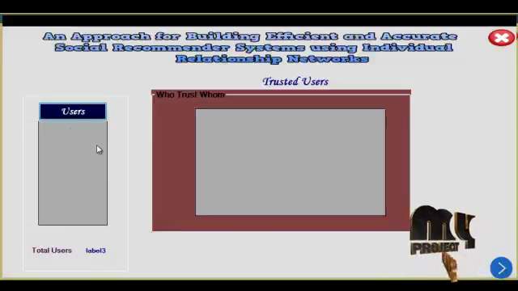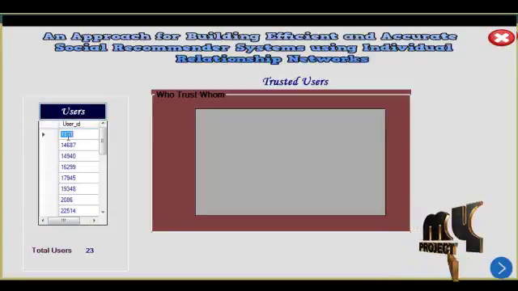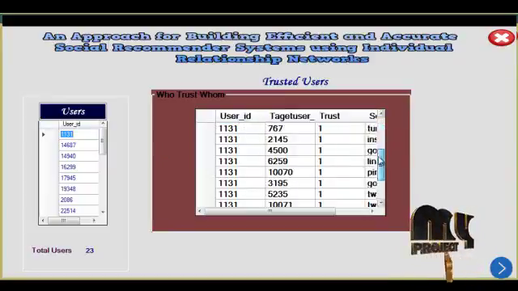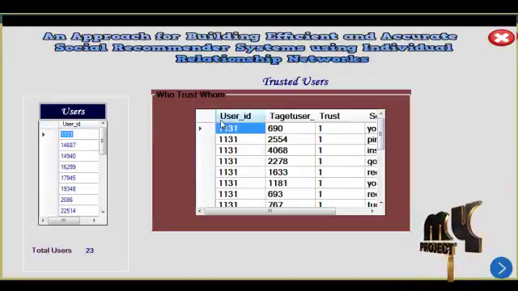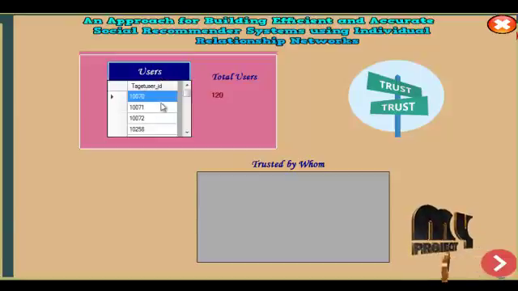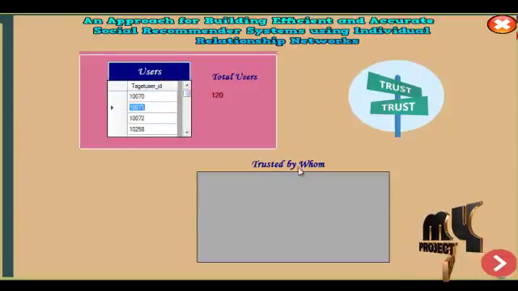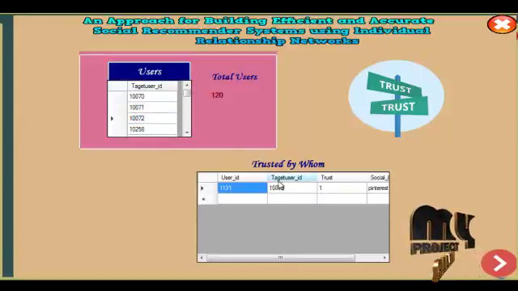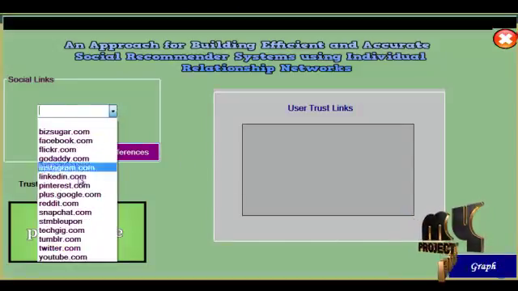Then we perform user link. This is the user ID. If you click this trusted user, this is a trusted user list. It shows who trusted whom. After that, you click this user details. Here, this is a target user ID. The target user ID shows who is trusted by whom. These are the trusted by whom details.